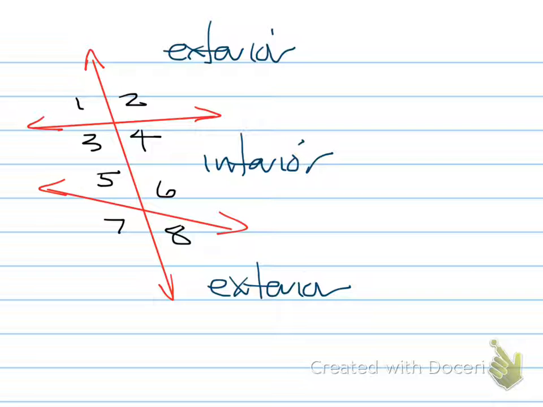First thing that we should understand as far as the angles that are formed when a transversal intersects two or more lines. When it intersects two lines, the angles that are between the two lines being intersected, those are interior angles, and the angles that are outside those two lines that are being intersected, those are exterior angles.